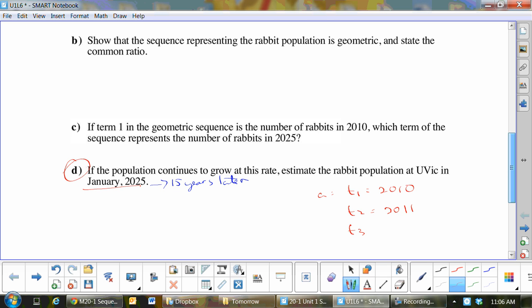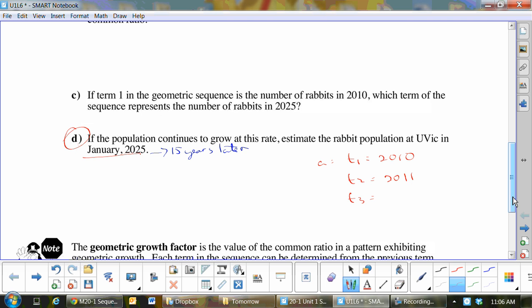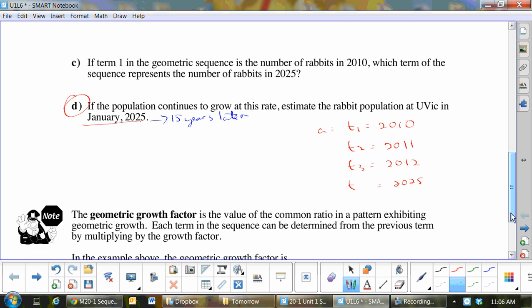2011. I recommend doing at least 3 so you have a very, very clear pattern in your head. T3 would be 2012. So here is the million-dollar question. What would... No, it's not 20 years. Remember, we said it's 15 years later. So we're off that topic already. We're moving on, okay?